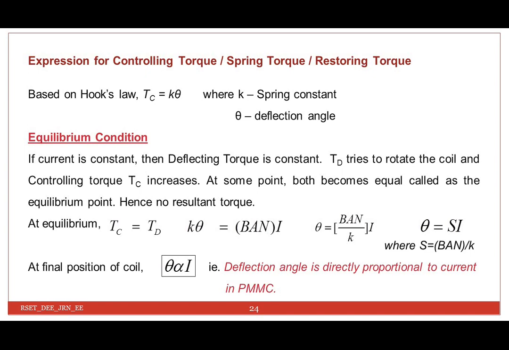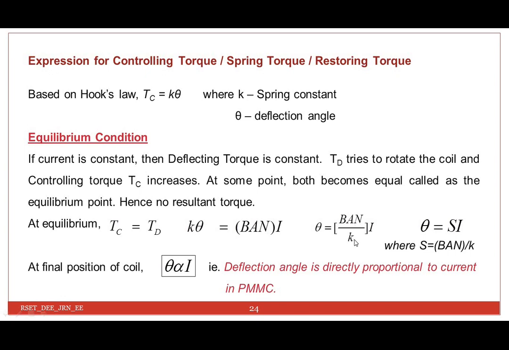Now at equilibrium condition, we'll see what is happening. If the current is constant, deflecting torque is a constant. TD tries to rotate the coil and controlling torque TC increases. At some point they become equal, called the equilibrium point. So at equilibrium point, there is no resultant torque. TC will be equal to TD, substituting for TC as K theta and substituting for TD as BAN into I. I am interested in getting the expression for theta. So theta is equal to BAN divided by K into I.